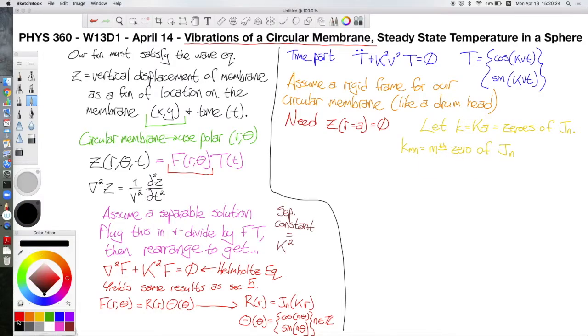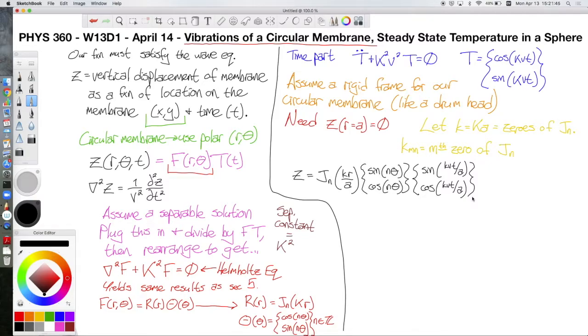And with all of these in place, we can now start to write down what our function z might look like. So for our radial portion of z, we have the nth order Bessel function of argument kr over a, so that when we plug in r equals a, the argument of that Bessel function is just k, the zeros of that Bessel function. For the theta part, we have sines and cosines of n theta, and for the time portion, we have sines and cosines of kvt over a.